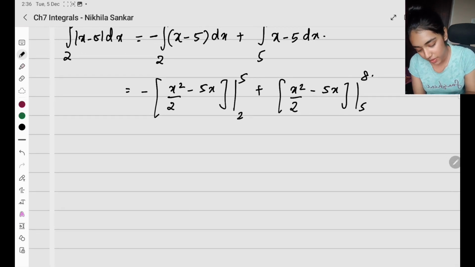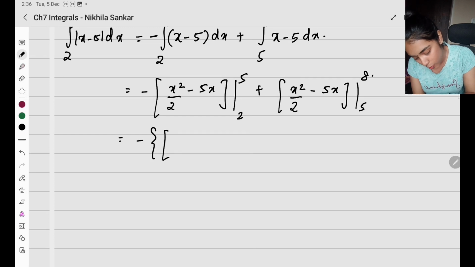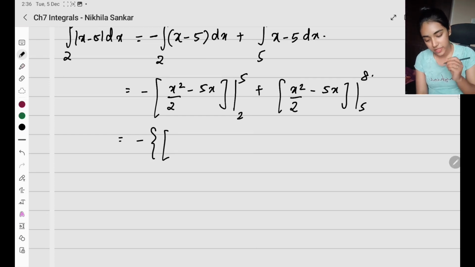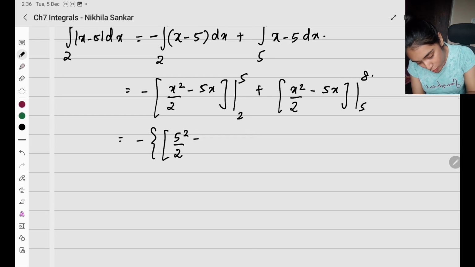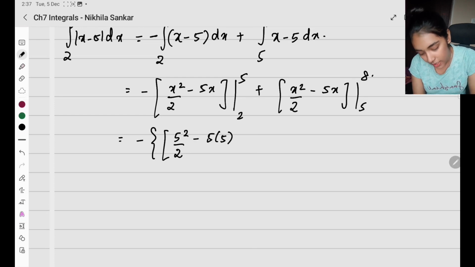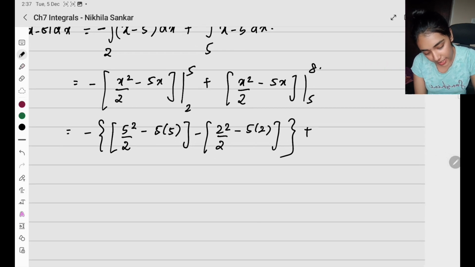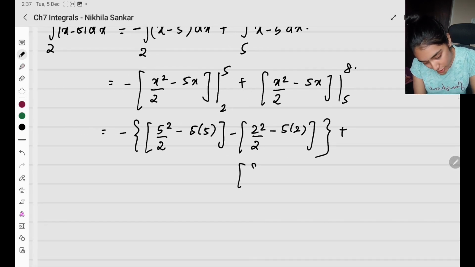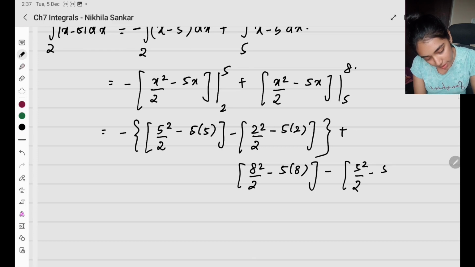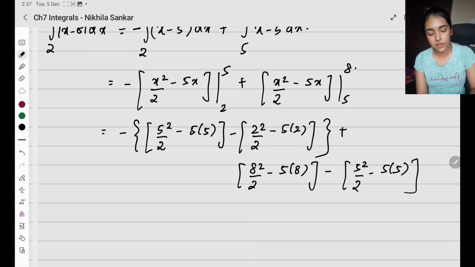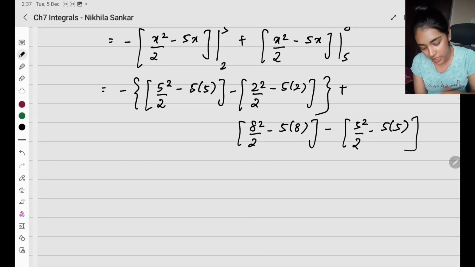Okay, exactly like the previous question. So I have minus of, let me open the bracket, upper limit minus lower limit. So first upper limit 5 square by 2 minus 5 into 5, upper limit minus lower limit, so 2 square by 2 minus 5 into 2. First term over. Second term, I have 8 as upper limit, which is going to be 8 square by 2 minus 5 into 8, upper limit minus lower limit, so 5 square by 2 minus 5 into 5. Use whichever method is comfortable for you. You can do upper limit minus lower limit in any way.